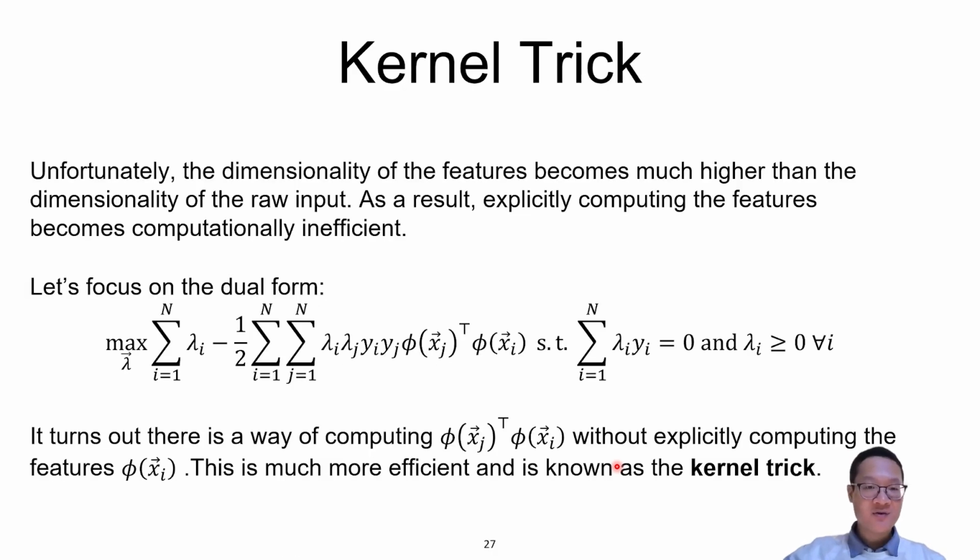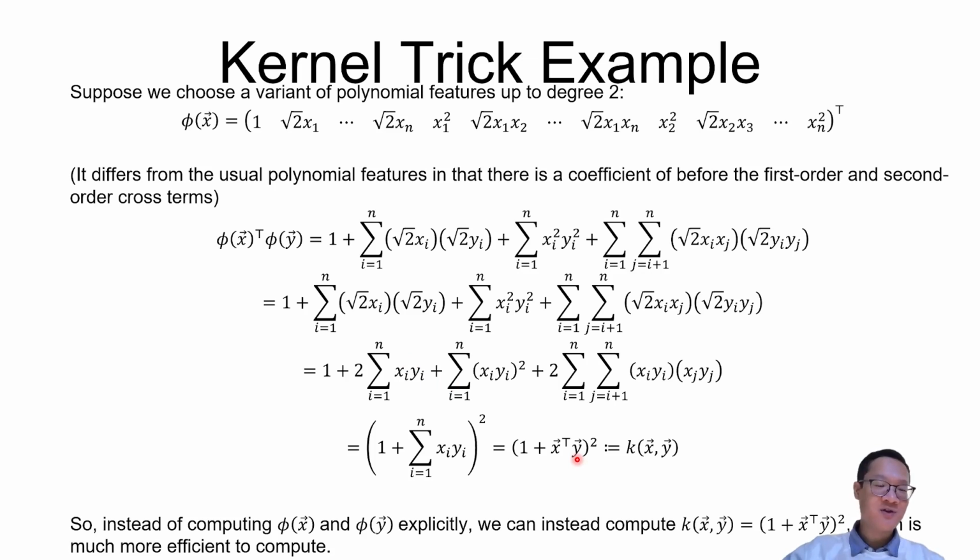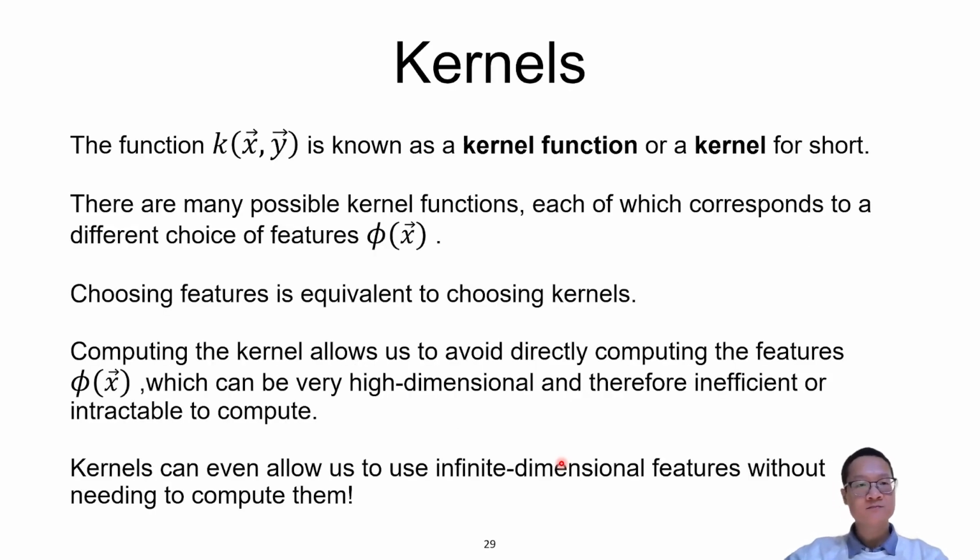So it turns out that even though adding features gives us the ability to have a model that is nonlinear in the raw input, usually at a cost of higher dimensionality of the feature, right? But despite that, it turns out that we don't really pay much of a computational cost due to the kernel trick. So k of x y is called a kernel function or just kernel, and there are many different possible kernels. So choosing features is actually equivalent to choosing kernels.